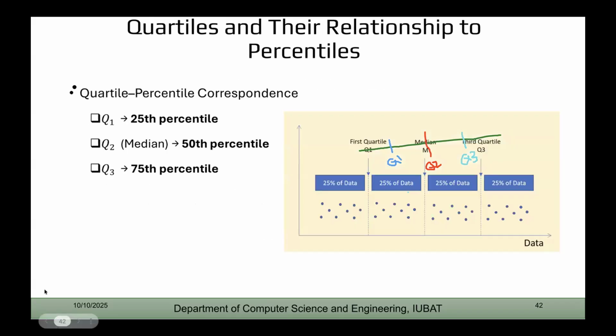Okay, so this visualization was there. Here you see the quartile percentile correspondence. Here Q1 is the 25th percentile, Q2 is the 50th percentile, Q3 is the 75th percentile, right? So I think you got this point.